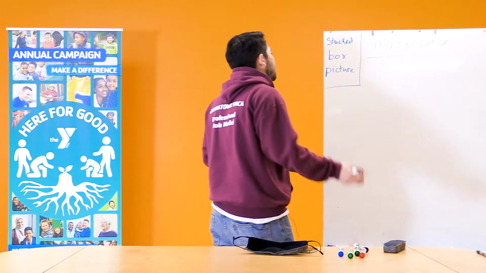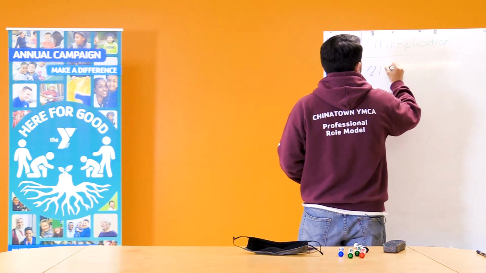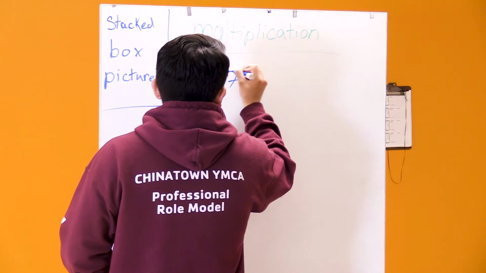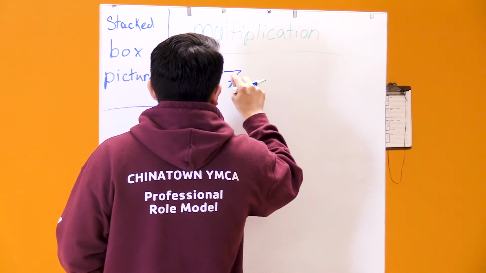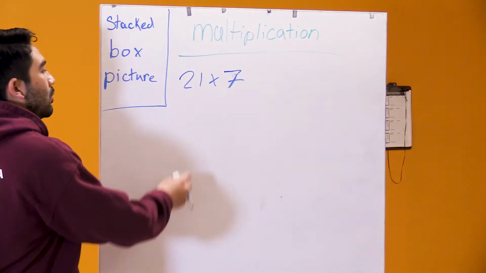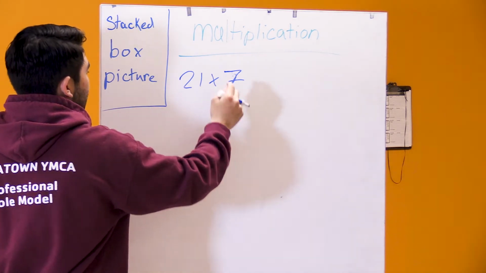Stacked multiplication is probably something that you are most comfortable with and have probably seen before. I think it's the most effective version of multiplication. Definitely something that you should learn. Okay, so we're going to start with our problem, 21 times 7.